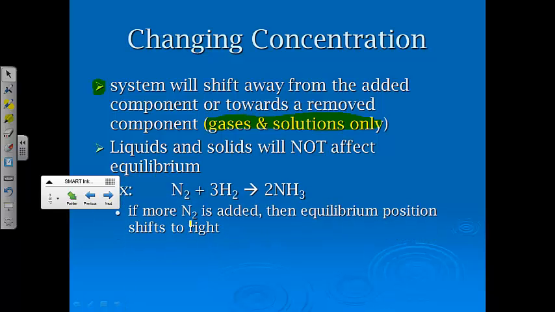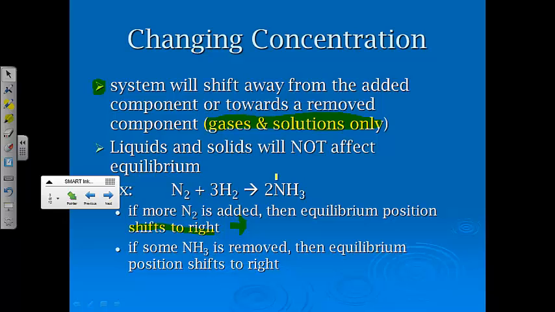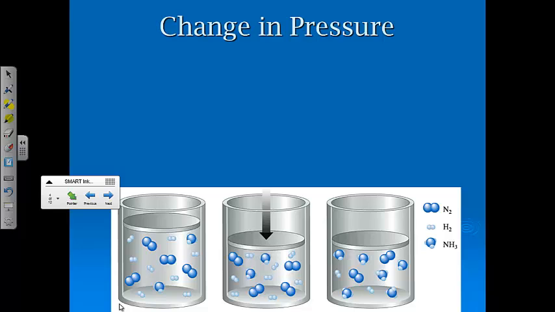In the Haber process, if more nitrogen is added, the equilibrium position shifts to the right, which means it starts to favor the products, shifting away from what was added. And same thing, if we remove some NH3, it's also going to shift to the right, because if we remove this, it's going to shift to change that equilibrium and make sure that it works out correctly.